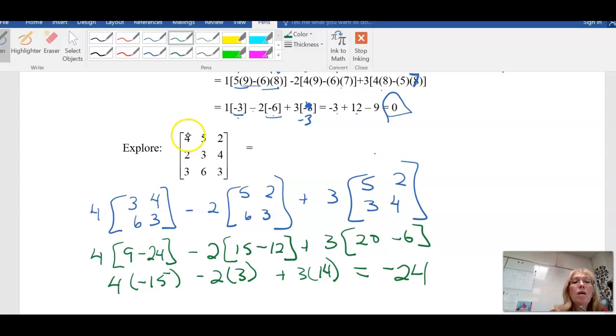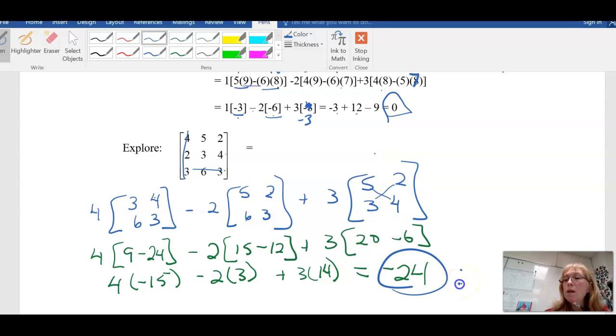So you did 4, you crossed these guys out, and you had 3, 4, 6, 3. Then you did minus 2, crossing these out, leaving you with 5, 2, 6, 3. And then you should have done the 3, adding the 3, maybe. So this guy's gone. 5, 2, 3, 4. Now you're doing your math. 3 times 3 is 9 minus 24. 15 minus 12. 20 minus 6. Do all that added up, and you got a negative 24. I hope you did a great job.